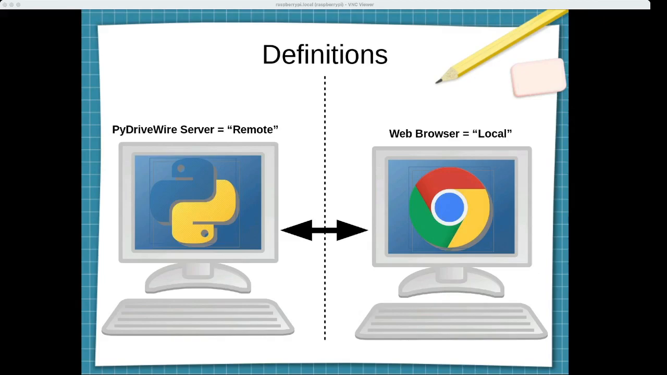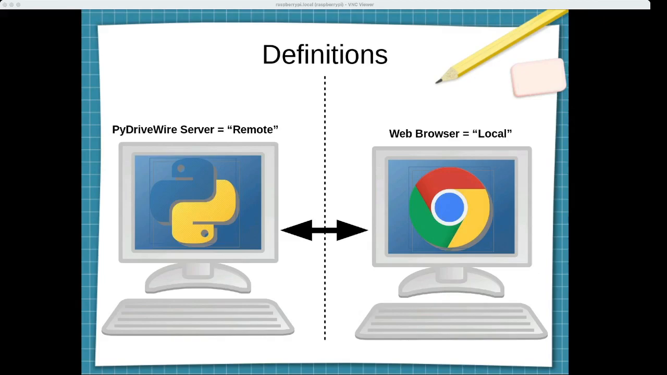If you're using the web browser, the way that it is designed, or the way that I thought about it when I designed it, was that the web browser is where the user is sitting. So that's considered to be local. Your local computer is where you're running your web browser. The server is remote. So because the web UI is using web technology, there is absolutely no requirement that you run the pyDriveWire server and you run your web browser on the same computer. They could be different computers.